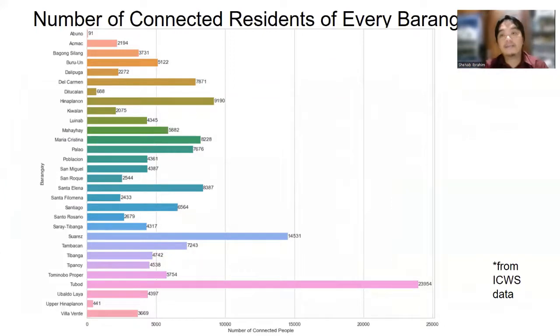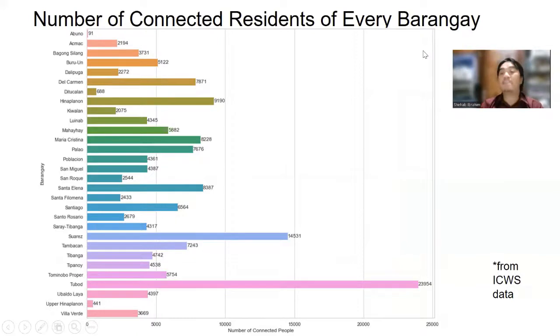We also got data from the ICWS on the number of connected residents in every barangay. Not every resident in the barangays is connected to the ICWS. There is just a percentage of residents in every barangay that are connected. The Tubod actually has the highest number of connected residents, while the Abuno has the lowest, which only has 91.